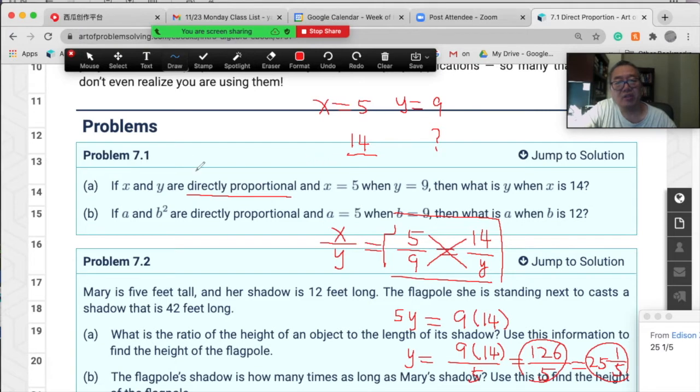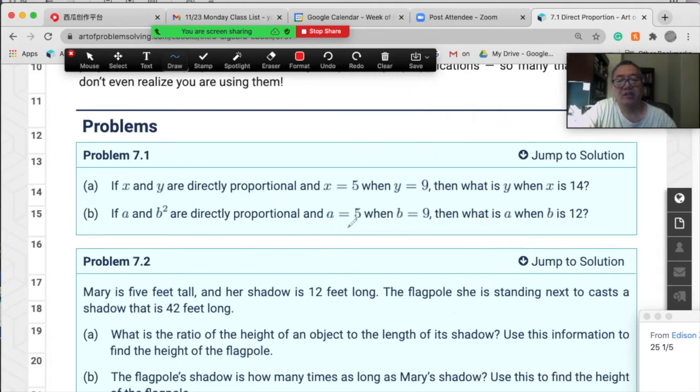Because they tell you this is directly proportional, that means the ratio of these two variables is a constant. So x over y equals 5 over 9. This one stays constant. Then when x equals 14, they ask you to find y. So we get the equation 5 over 9 equals 14 over y. Then you solve for y. You get y equals 9 times 14, divided by 5. Okay? So this one is A.